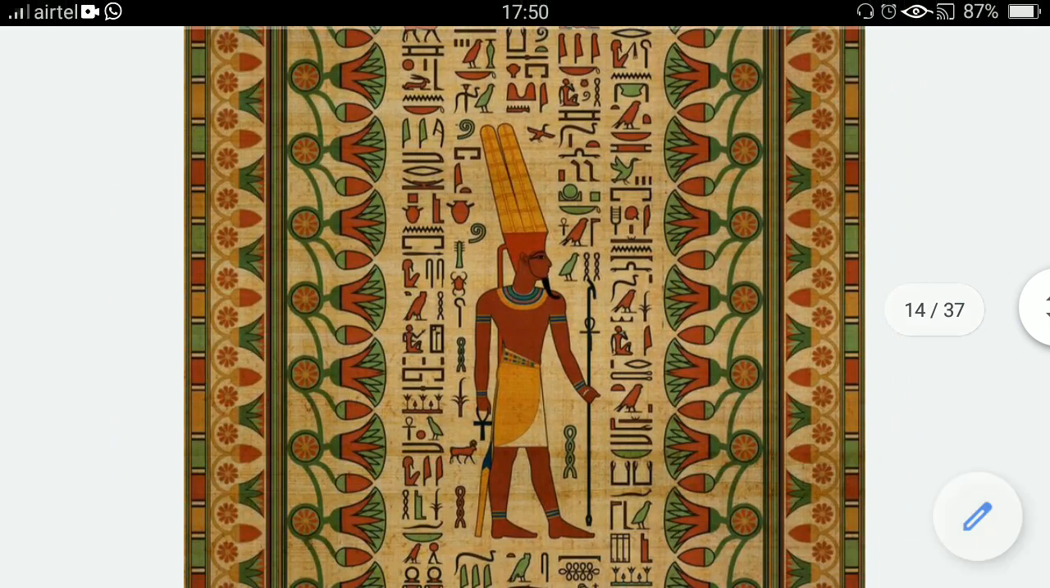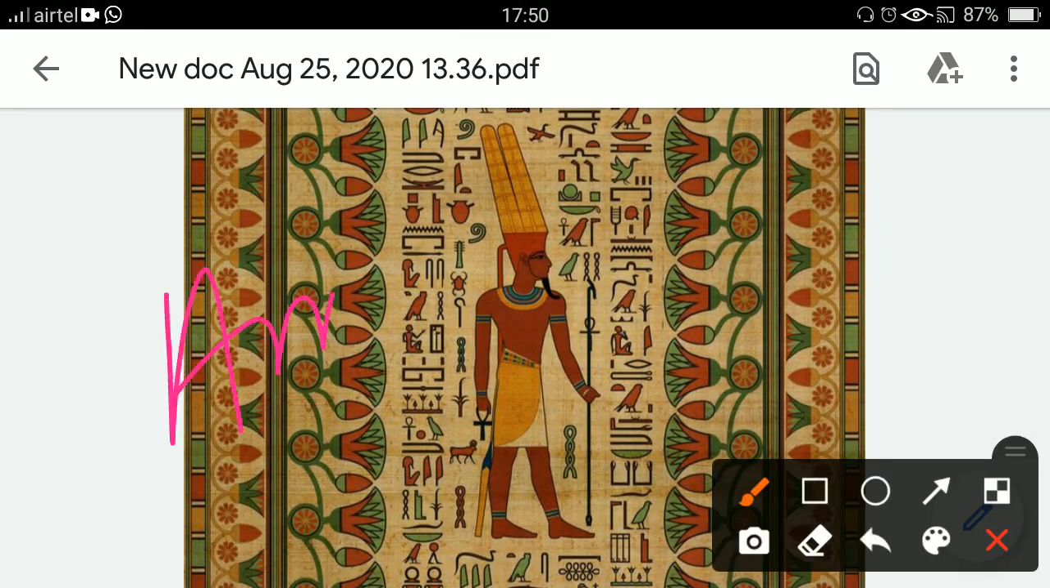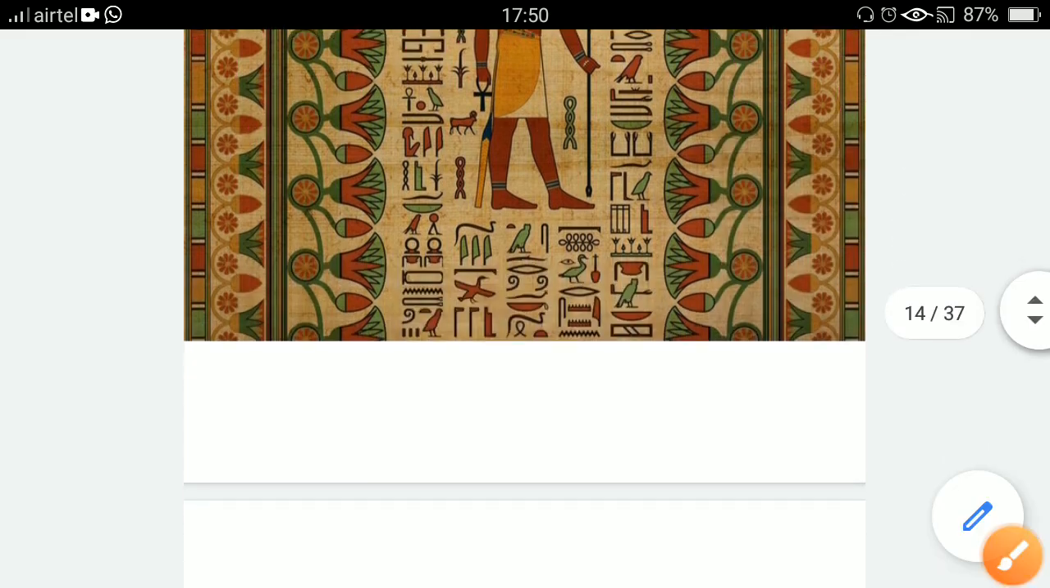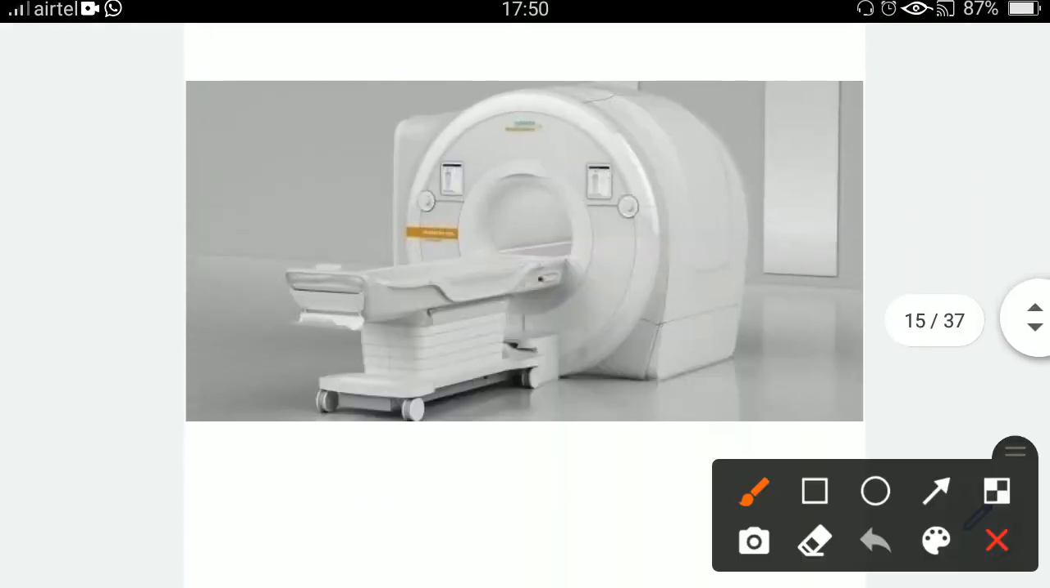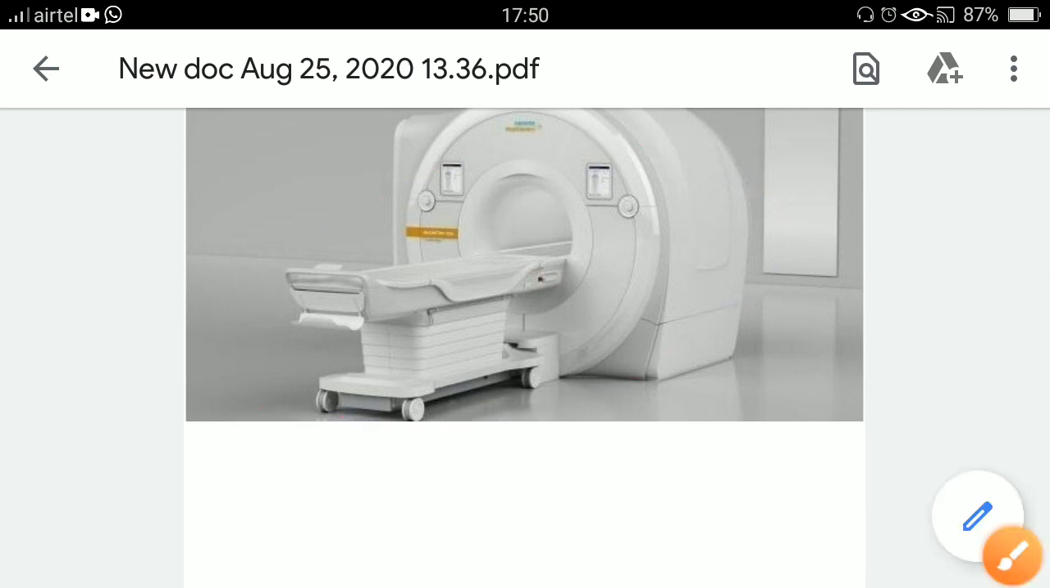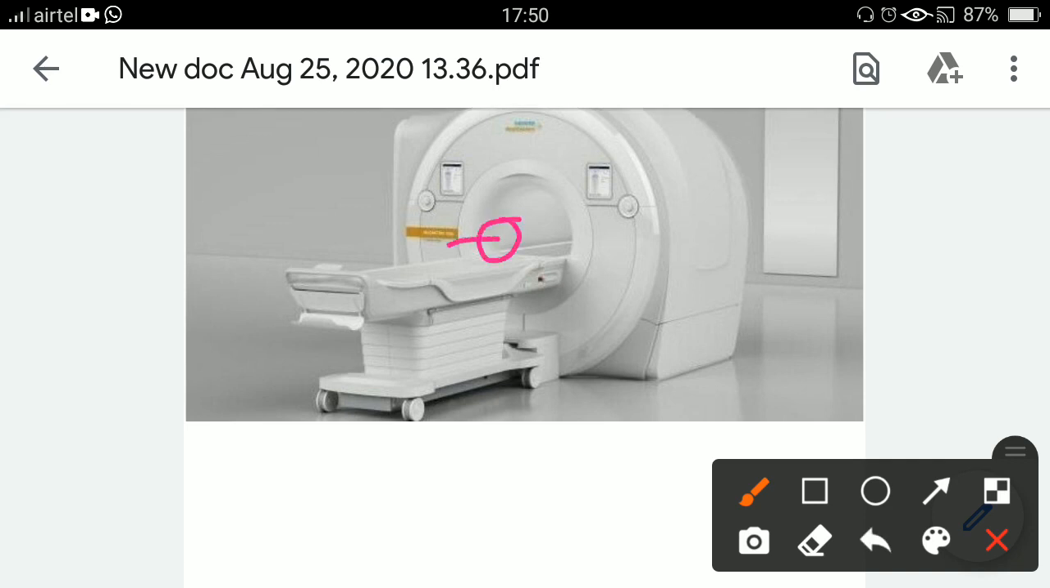This is the image of a god, and that god's name is Amun. Amun was considered a major god in the ancient time. Maybe even today he is considered the major god, the king of gods also, you can say. This is an image of CT scanner or CT scan machine. Means first of all the head of a person goes into it, and then the whole body.